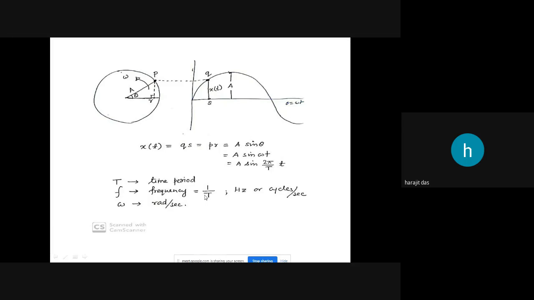So if any problem is given in vibration, by looking at the unit, whether it is hertz or radian per second, you need to consider the frequency, whether it is omega or small f. So these are important points.